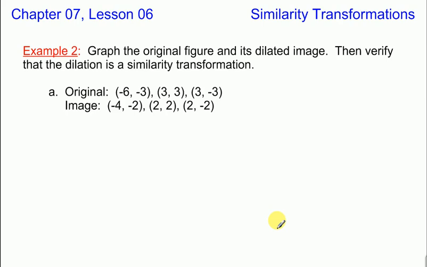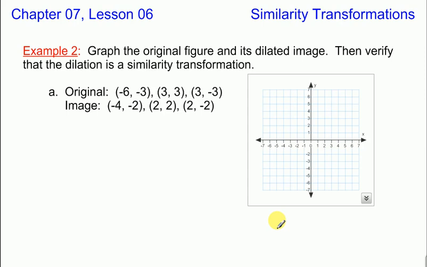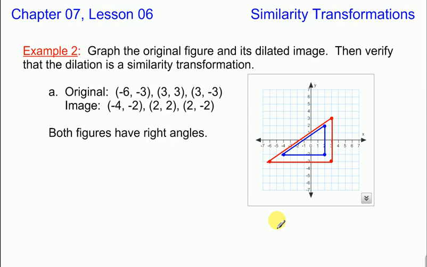Okay, graph this and then verify that this is a similarity transformation. Okay, graphing all the points from the original results in a triangle looking like this, and then the new one, we have this triangle. Now we have to check to see, is this a similarity transformation? So in order to do that, I'm going to measure the sides. Okay, we know that both of these have right angles, so that's a good starting point. We know an angle. Measure the sides.